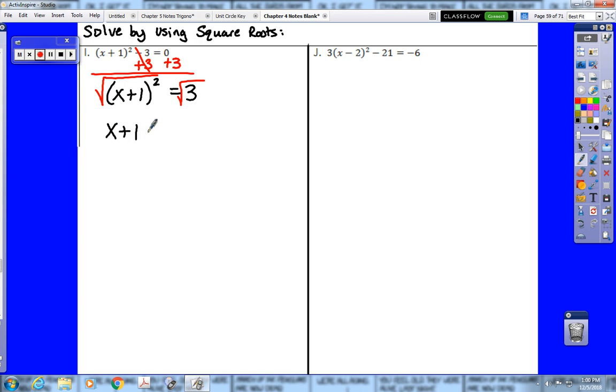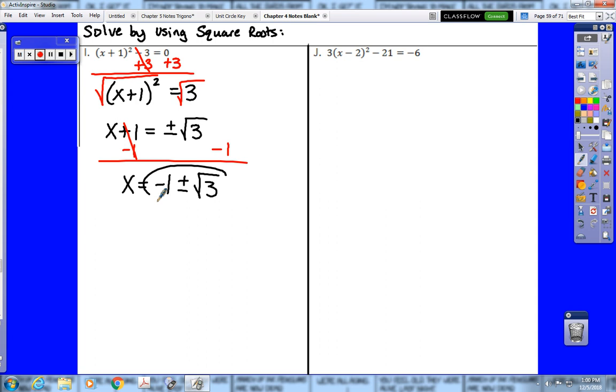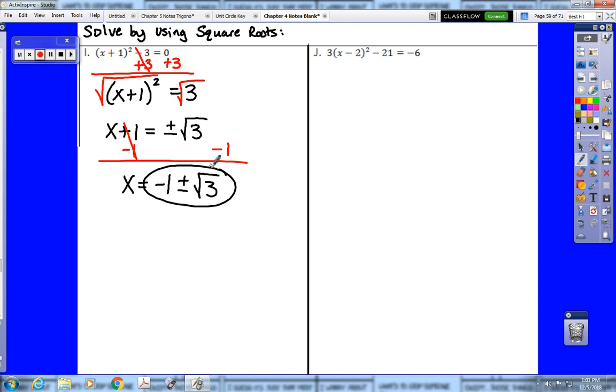So on the left side, the parentheses will cancel. But on the right side, it just stays root 3. So we have x plus 1 equals plus or minus the square root of 3. Now, in a way, that makes this easier, because when we solve by subtracting 1 from each side, 1 and root 3 are not like terms. So all we have to do is write -1 plus or minus the square root of 3. And we can leave our two answers paired up with each other based on that plus or minus symbol.